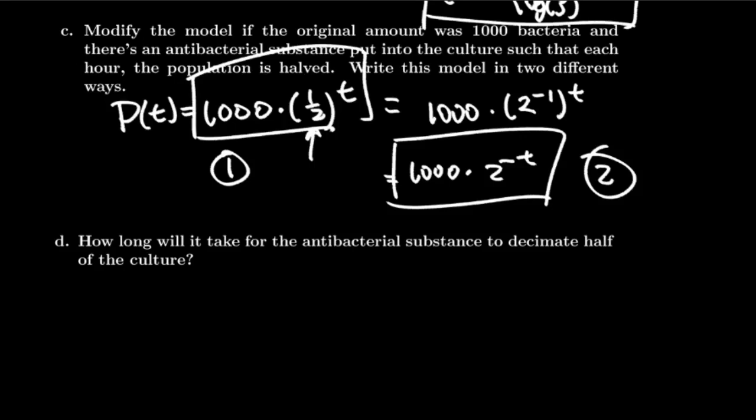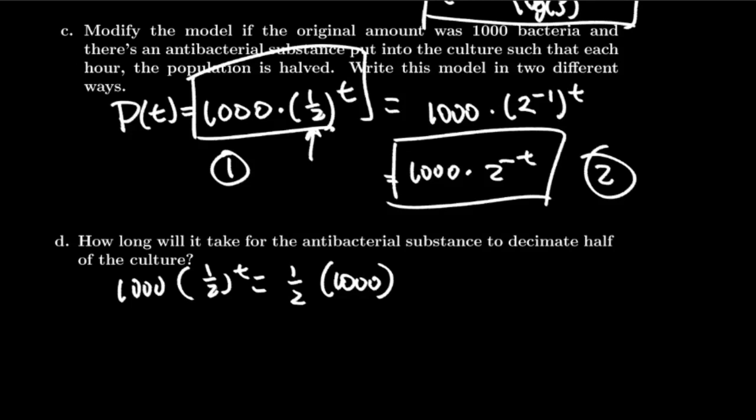Alright, so then the question is, how long will it take for the antibacterial substance to decimate half of the culture? That's actually a bit of a trick question. That's just 1 hour. How is this going to be 1/2 of 1,000? If t equals 1, then yeah. So what about a fourth? Well, next hour is going to be a fourth, and then so on and so on.